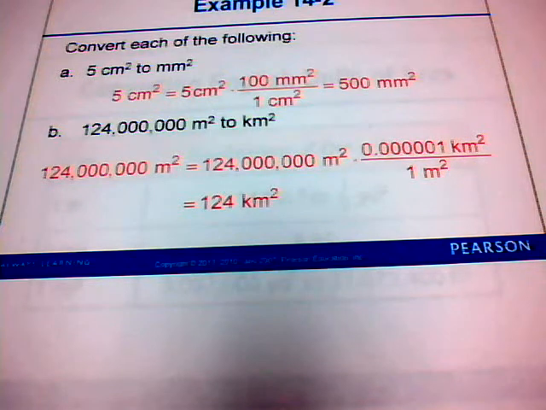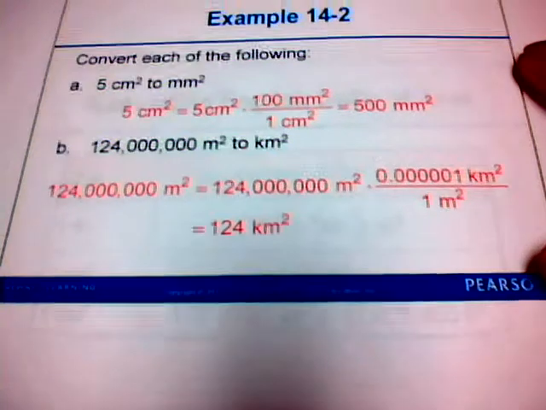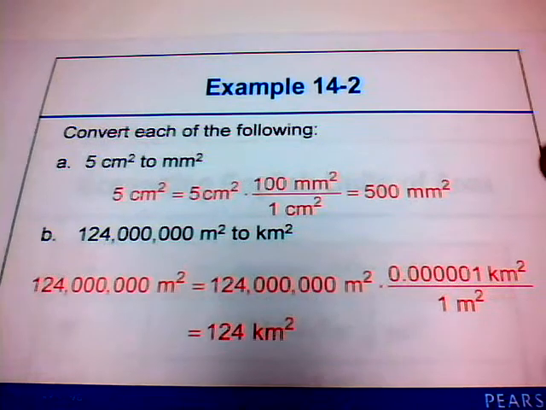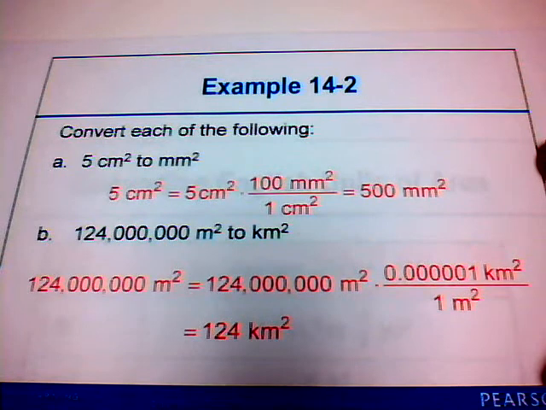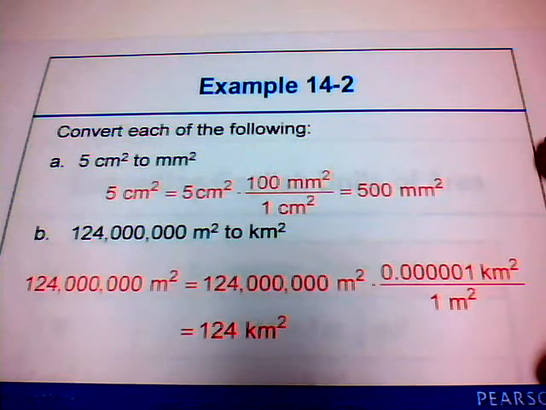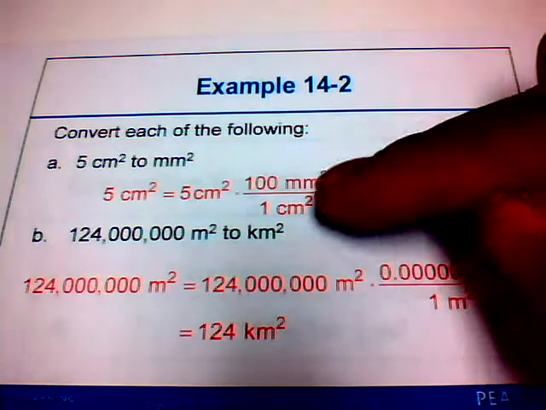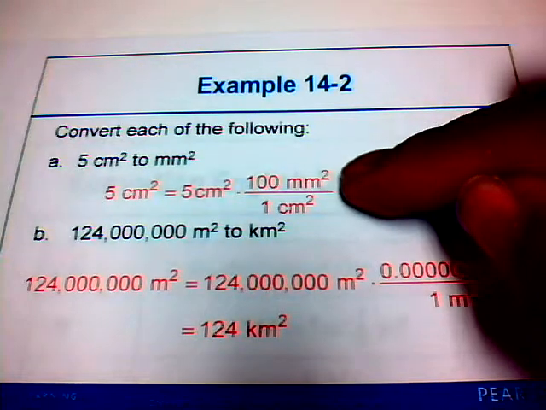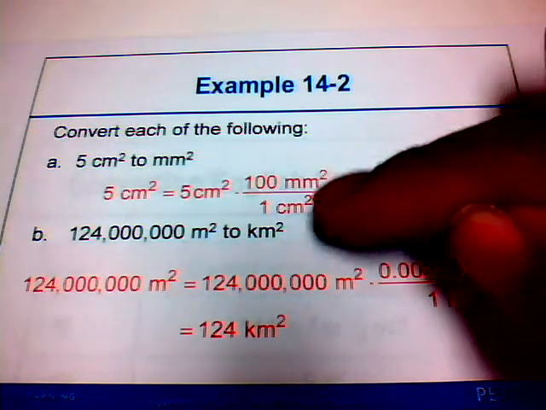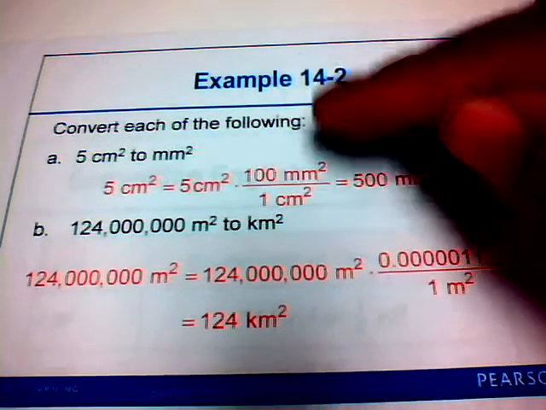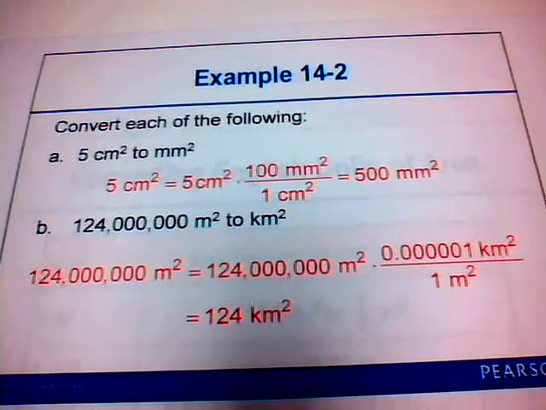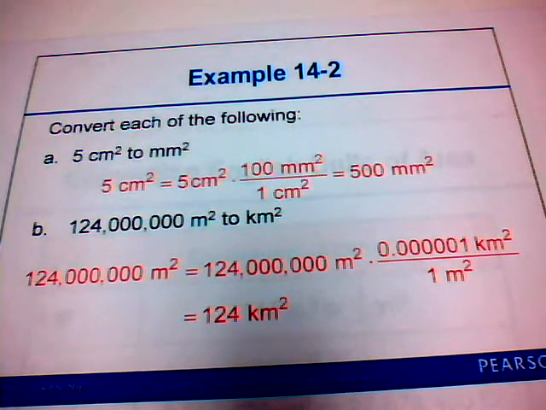Okay, now we're going to use this to convert each of the following. Suppose we want to convert 5 square centimeters to square millimeters. In this case here, we know that 100 square millimeters is equivalent to 1 square centimeter. So in this case here, we're converting to square millimeters, so that's going to be in your numerator. We're converting from square centimeters. That's going to be in the denominator. So here we're going to be multiplying 100 times 5 to get 500 square millimeters.